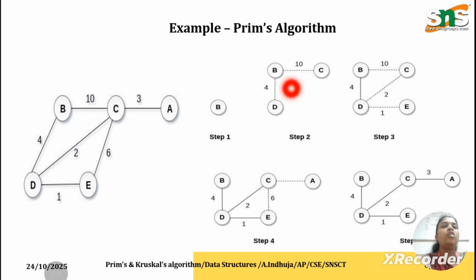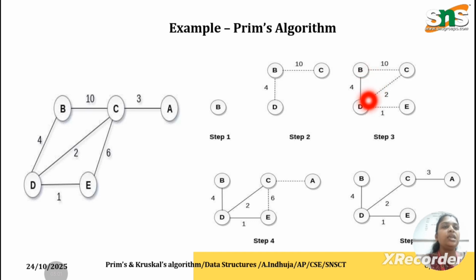The line B to D, 4, is alone considered and retained, and B to C with weight 10 is retained as a dotted line alone. So check the difference: B to D is a continuous line and B to C is a dotted line. In step 3, next we are going to consider the adjacent nodes of D. B to D is confirmed now. B to C is not yet confirmed. It is a dotted line but it is retained.